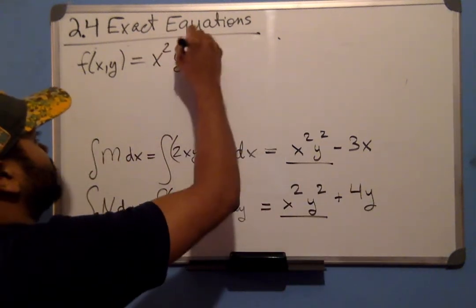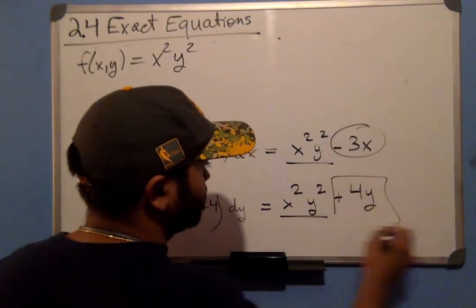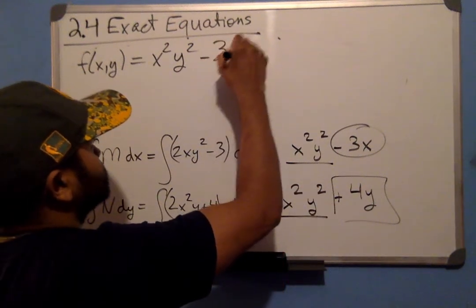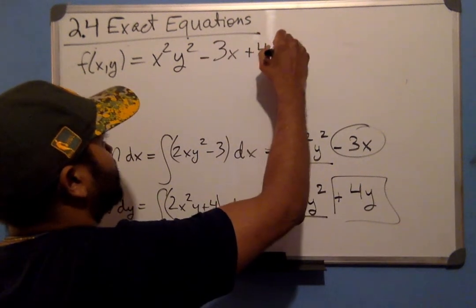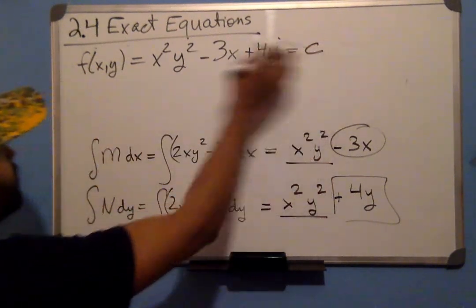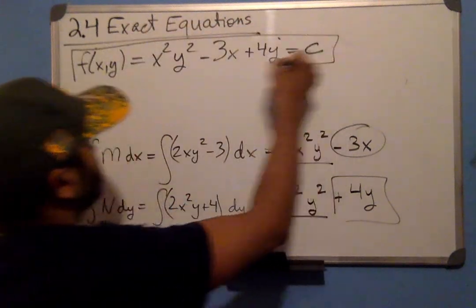So I end up with x squared y squared, and then add the other terms that weren't duplicated. So I have x squared y squared minus 3x plus 4y. And then finally, I can make this also equal to c, some constant or some function of x, y. Either way works. And this then becomes my final answer.